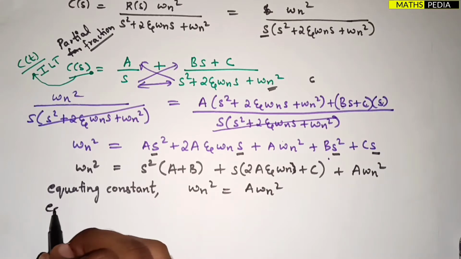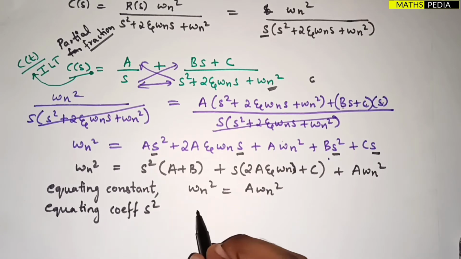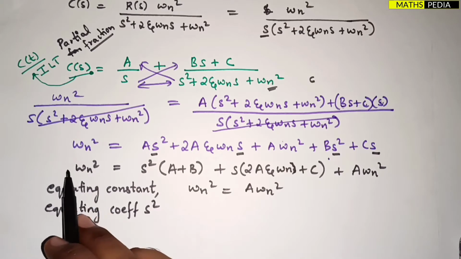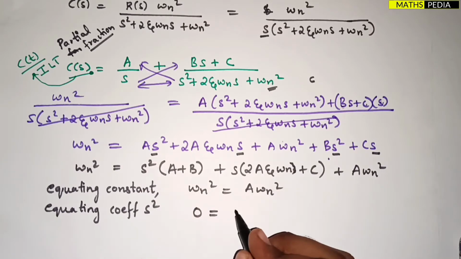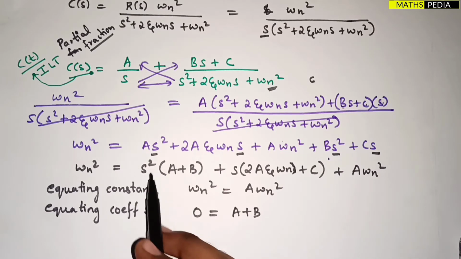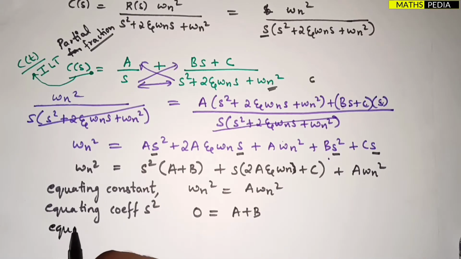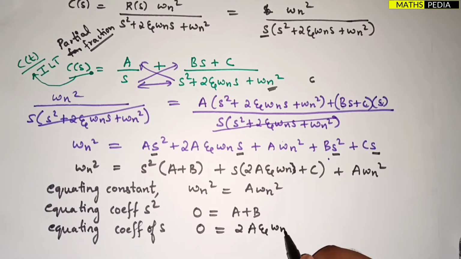Next, equating the coefficient of s square. S square coefficient I'll equate. Now in the LHS part I don't have any coefficient of s square, so it is basically 0. So 0 is equal to, on RHS part I have a plus b. Don't write s square, okay? Coefficient I am equating. Next thing, equating coefficient of s. In LHS part I don't have any s term, so it is equal to 0. RHS term I have coefficient 2a zeta omega n plus c.